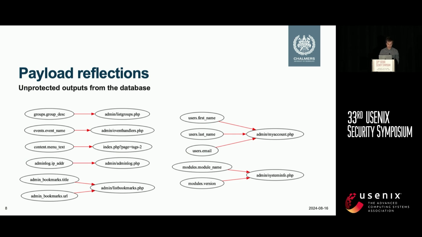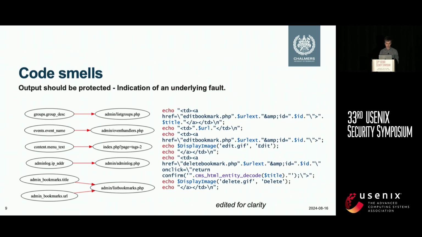So this is some results from a scan of CMS Made Simple. At the bottom left, you can see that in the admin bookmarks table, the title and URL columns can have payloads inserted such that it will lead to code execution on this admin panel for listing bookmarks. If you look at the code of CMS Made Simple on this list bookmarks page, you can see why these things are not being protected.